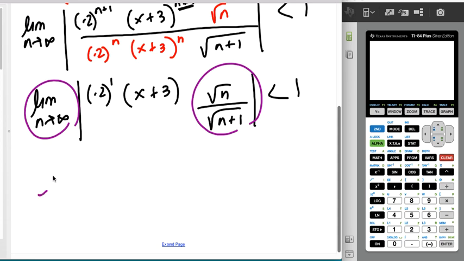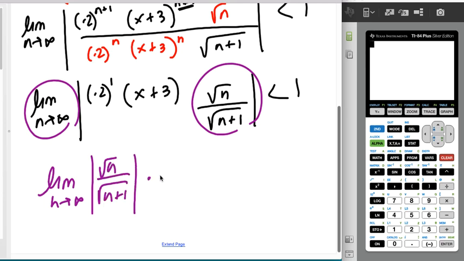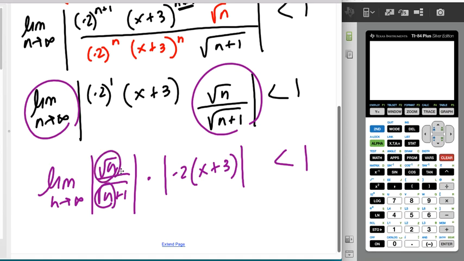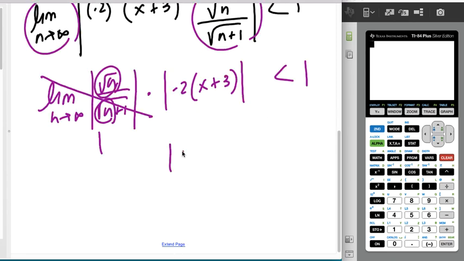So if we look at this, this is the limit as n approaches infinity of this thing, which we're going to deal with in just a sec, because that's the only thing left with an n, times this absolute value that we're going to deal with in just a minute. And that's less than 1. Well, these are n's with the same power. They're both an n to the 1/2, and the same leading coefficient is both a 1. So these guys are going to come out to be a 1. So I basically get that -2 times this x plus 3 inside an absolute value is less than 1.